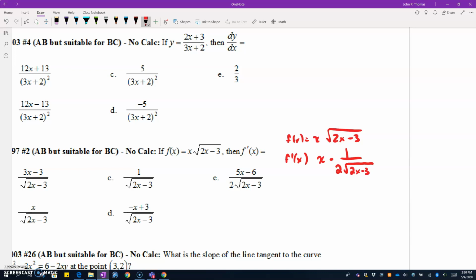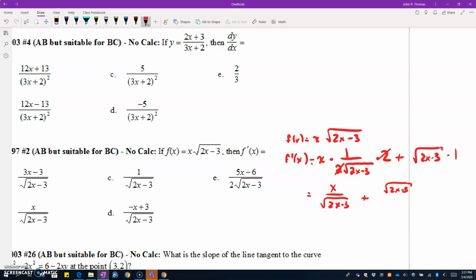Alright, derivative of the outside is 1 over 2 square root, evaluated at the inside, then we multiply by the derivative of the inside, which is a 2. Alright, plus second, d first, which is a 1. Alright, so if I start cleaning this up, I'm going to reduce these 2's. Alright, so I've got x over the square root of 2x minus 3 plus, and then I have square root of 2x minus 3.